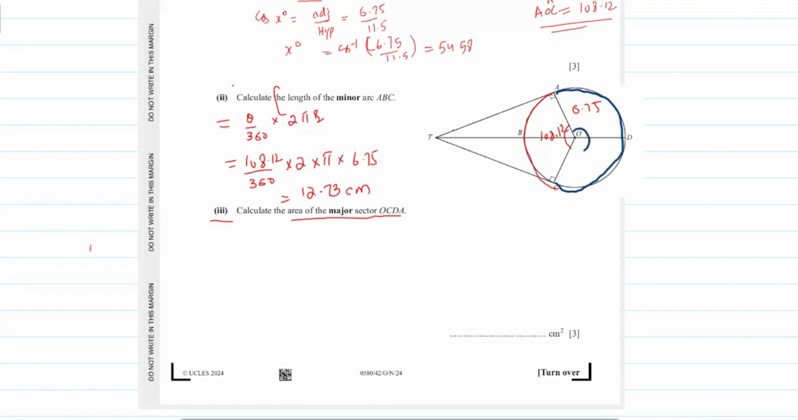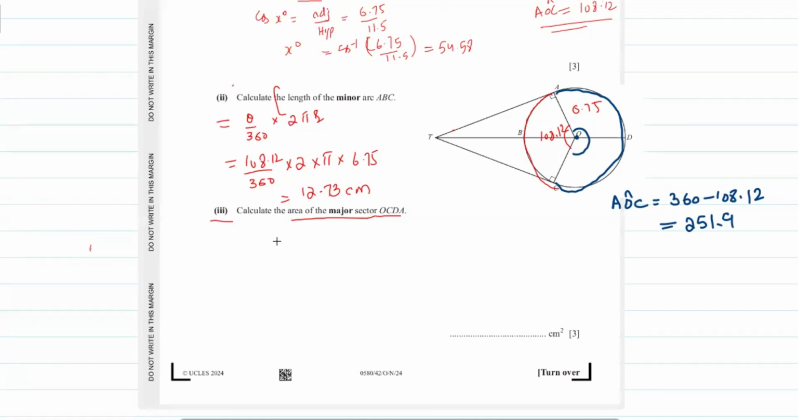Firstly, we have to calculate this angle AOC of the major sector. Look here, the angle AOC will be equal to 360 minus 108.12, because the sum of adjacent angles at a point is 360 degrees. Therefore, we can write this value AOC will be 360 minus 108.12, and this value will be equal to 251.9, and this is the angle AOC.